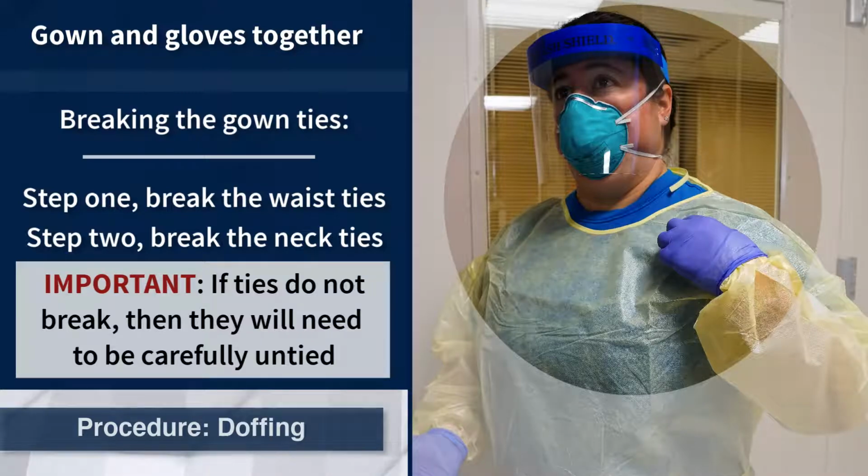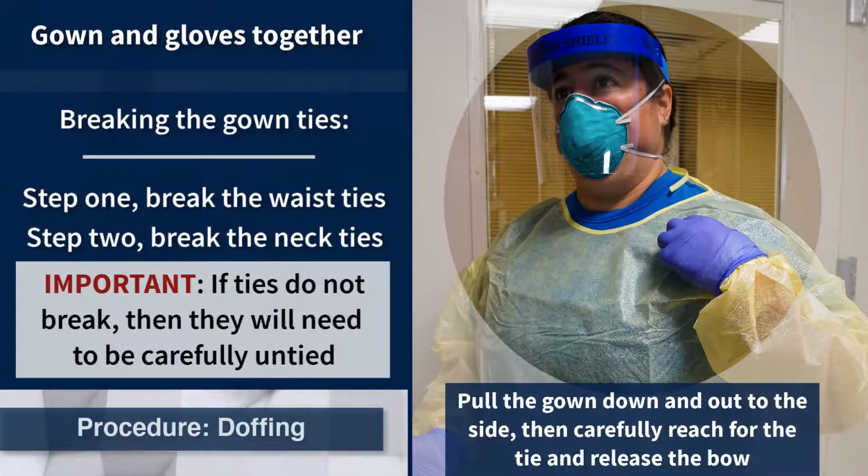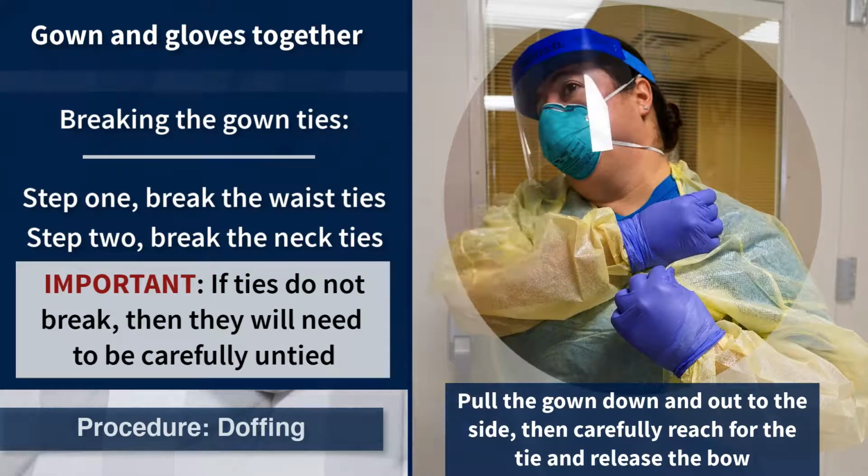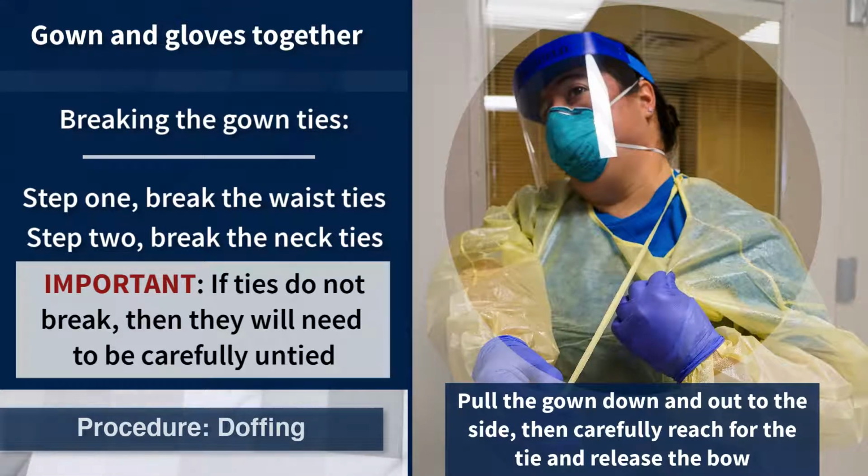If the gown does not tear away or the ties do not break, the healthcare worker will need to safely untie the neck and back ties, ensuring they do not touch their clothing, skin, or hair with the gown sleeves. This can be achieved by reaching behind the head to undo the tie, or by pulling the gown forward and to the side away from the face to bring the tie into reach.